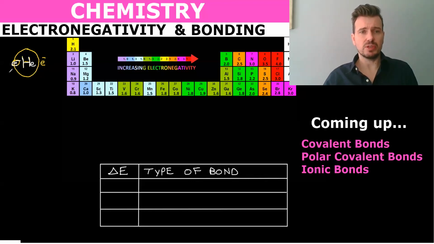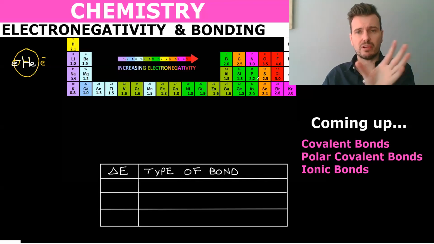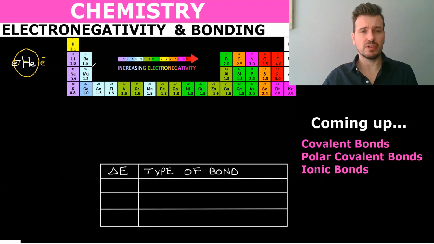So as we go across the table, we see increasing electronegativity, meaning as we go across, the elements want to hold on to the electrons. I want to go to row 2 just to show how that would work. So let's look at lithium first.